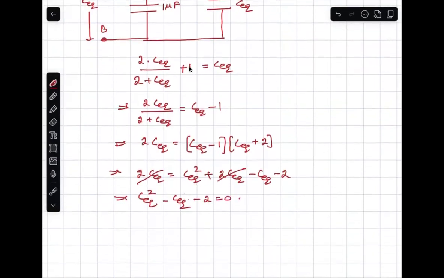Now it's a quadratic. Now C equivalent is 1 plus or minus root of b square plus 8, divided by 2. So this will be (1 plus 3) by 2, because it can't be 1 minus 3 by 2. So what is this going to be? 2 microfarad. Minus 1, it is not possible. Minus term is not possible. This is how you will handle infinite ladder.